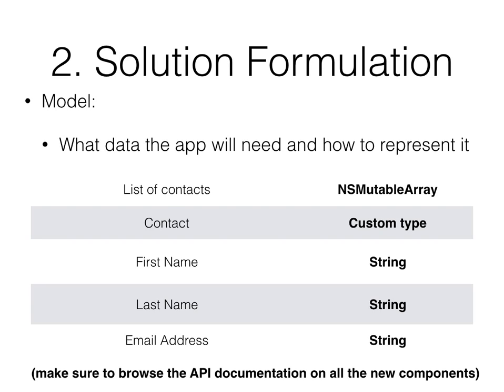So how do we formulate the solution? We start with the model: what data the app will need and how to represent it, what type. So the data is generally the nouns that you see in the scope. So in the scope we have a list of contacts and we have a contact. And the list of contacts is a collection. So in the past we used NSArray to manage a collection. We also used in module 3 the NSDictionary to manage a contact.